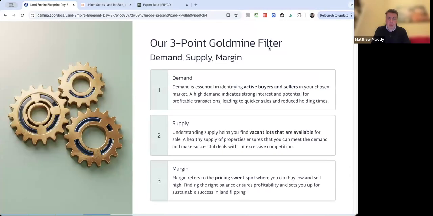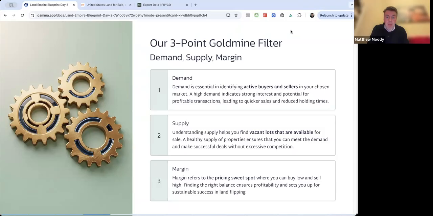And we have a 3 point system that we look at to make sure that we are getting the right gold mine. This effectively boils down into three areas: demand, supply, and margin. Now, all of these are fairly easy to find out. It's one of the differences between the UK property market and the US: all of this information is pretty much available to you for either free, although a bit time intensive in terms of gathering it, or very low cost if you're using automation or software.